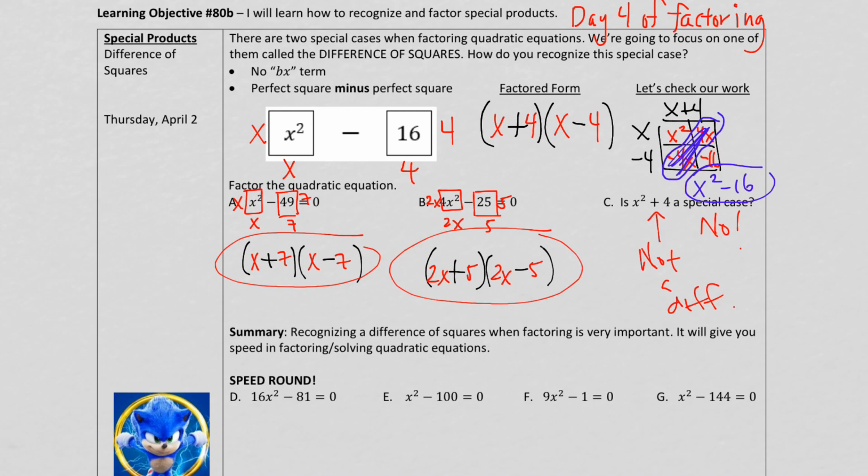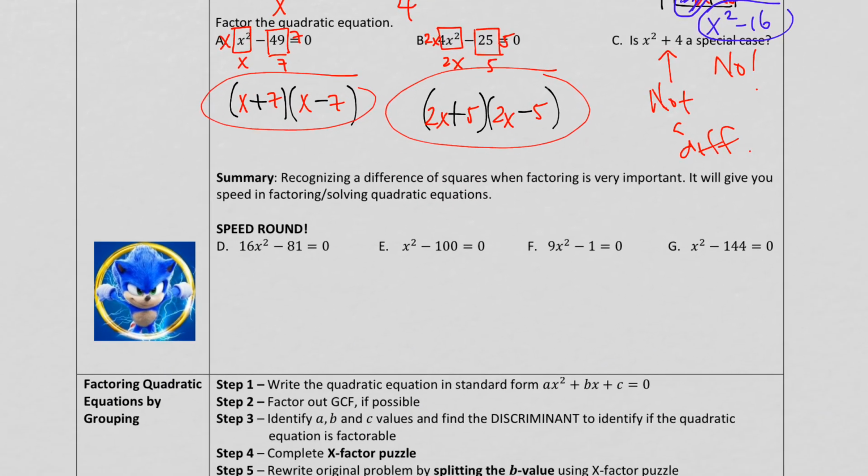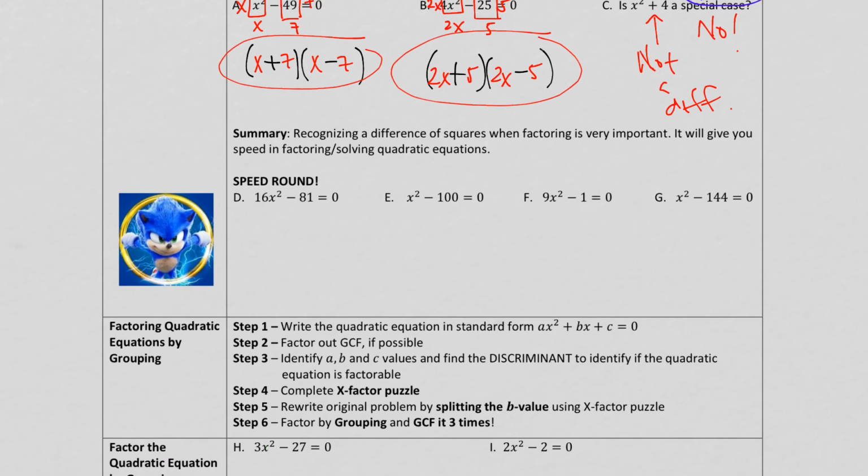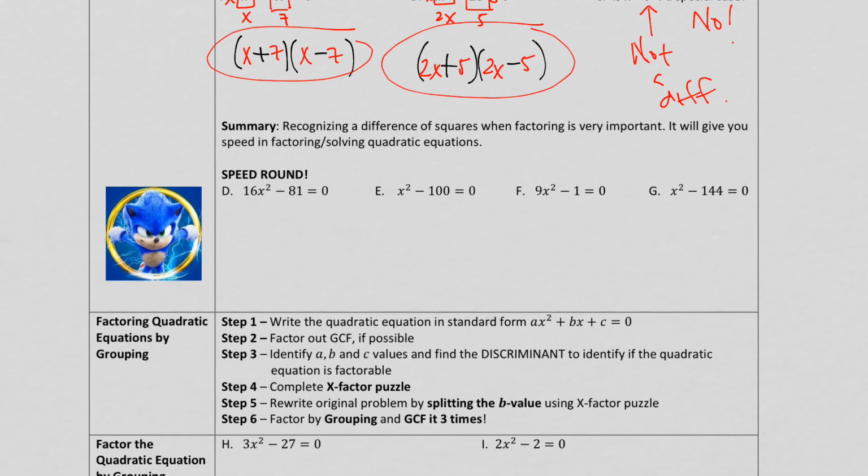Okay, with that, guys, as a summary of this one little note, recognizing a difference of squares when factoring is very important. Guys, it'll give you speed when you factor quadratics. You want to be able to do this in your head. So with that, let's do a quick speed round. Pause the video and see if you can do this in about less than a minute. All 4 examples. They really should just be done in your head. So pause the video and give it a shot.